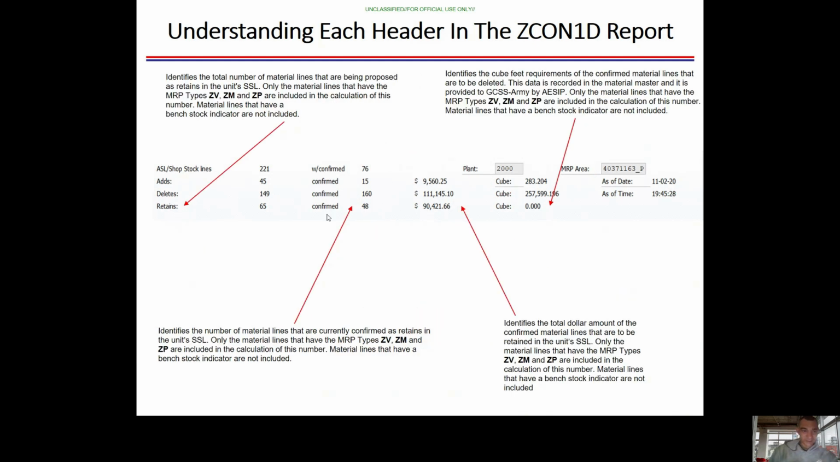So when we're talking about retains, hope y'all are seeing the trend here: add, delete, retain, right? When we talk about retains, it's the total number of lines on your SSL that's being proposed that you retain. And then move over to confirm, the total number of lines that's currently confirmed as retained on your SSL. And then of course the price, which is the total price of these 48 lines that is currently on your SSL. And then your cube, like I said, is pulled from your material master in GCSS-A.